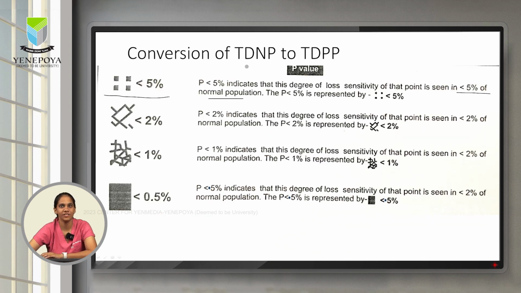Okay, so the total deviation numerical plot is converted to the total deviation probability plot. How do they do it? By this graph, right? So p less than 5% indicates that this degree of loss of sensitivity at that point is seen in less than 5% of the normal population. That means this kind of change is normal only in 5% of the population. And then p less than 2, this change is normal only in less than 2% of the population. P less than 1, in less than 1% of the population. So progressively it gets worse.